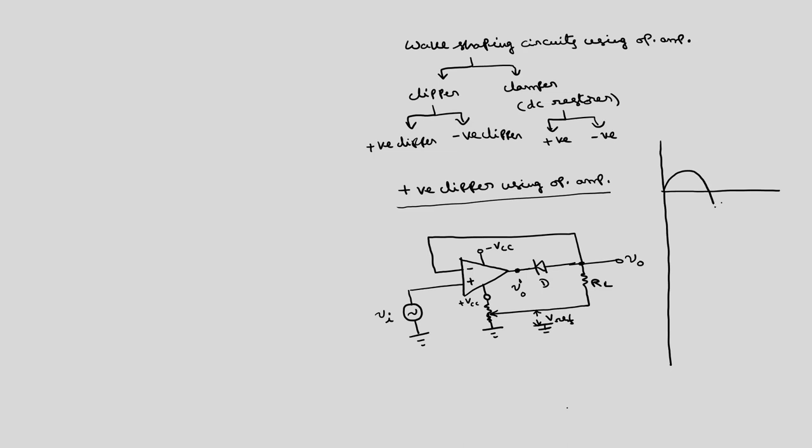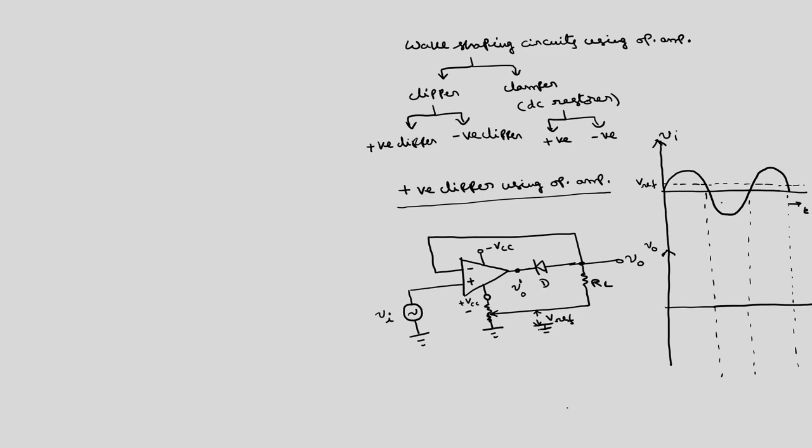Let us assume that this is the input waveform Vi with respect to time. So, what is the corresponding V naught? Let this be the V reference voltage. This V reference is positive because this is plus VCC. So, what happens to the circuit during the positive half cycle if Vi is less than V reference?